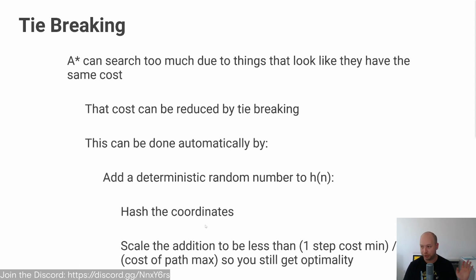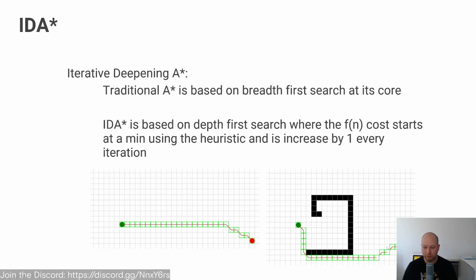One way, you can hash the coordinates, so it's pseudo-random, or you can also scale the addition to be less than one step cost min, cost of path, so you get a little bit of optimality there. So you add another heuristic on top of the heuristic that is based on the number of steps, which makes a certain path more desirable than another. So I guess that's not a random thing.